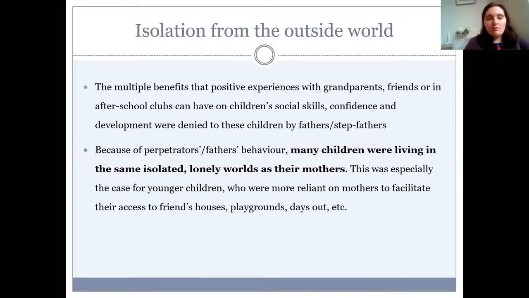So here we can see that the multiple benefits that positive experiences with grandparents, friends, or in after-school clubs could have on children's social skills, confidence, and development were being denied to these children by their fathers or stepfathers. And because of the father's behaviours, many of the children were living in the very same isolated and lonely worlds as their mothers, especially younger children who were more reliant on mums to be able to facilitate access to friends' houses, playgrounds, days out. And if mums couldn't take them there, they couldn't go.